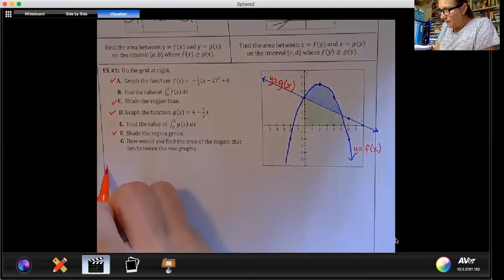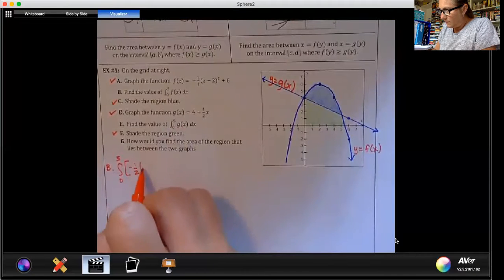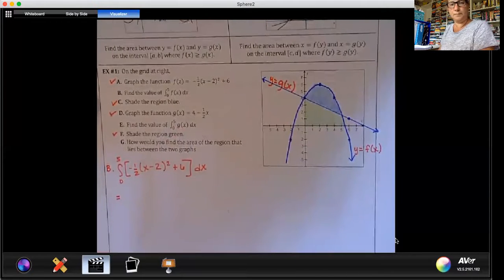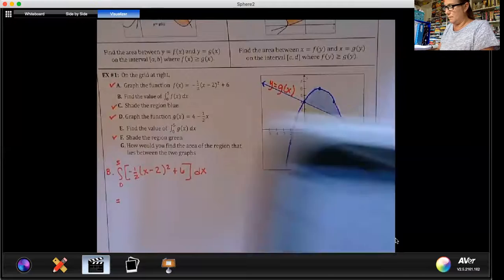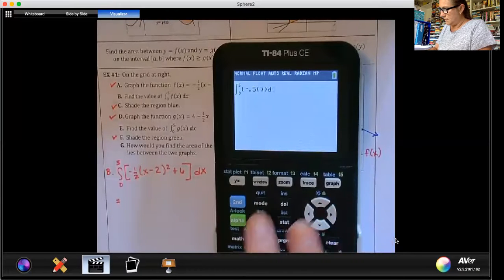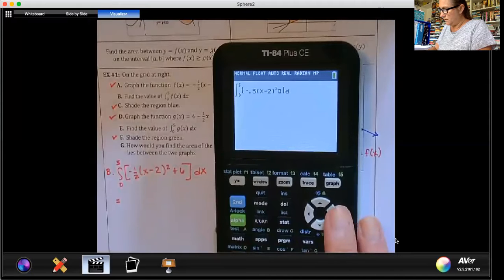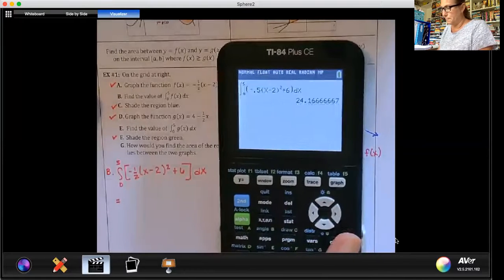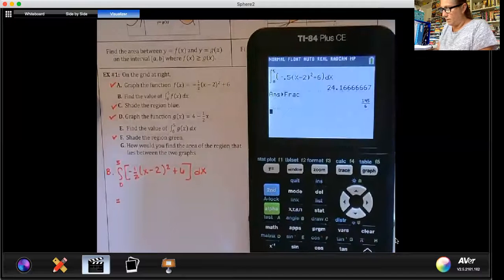All right, so part B is the integral from 0 to 5 of negative 1/2 times (x minus 2) squared plus 6 dx. So we're just going to use math 9, 0 to 5, negative 0.5 times (x minus 2) squared plus 6 dx. And we get 145 over 6.